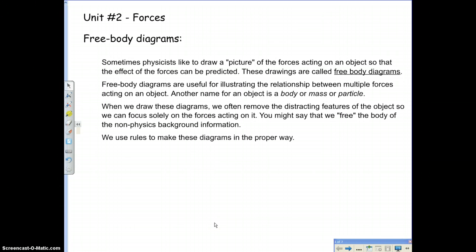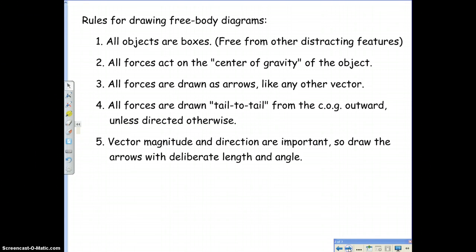So moving on to packet number 17 now. We like to analyze forces on different objects. Objects are often called bodies, and so we make a special type of diagram called a free body diagram. And that's basically a picture where we free an object of all the distracting features of it and just focus on the forces that are acting on it.